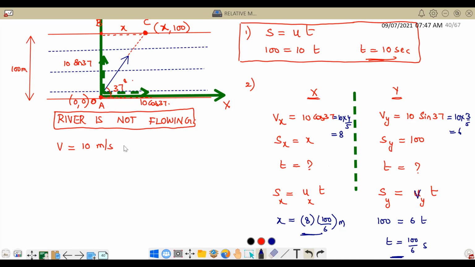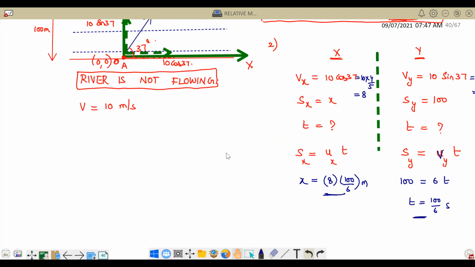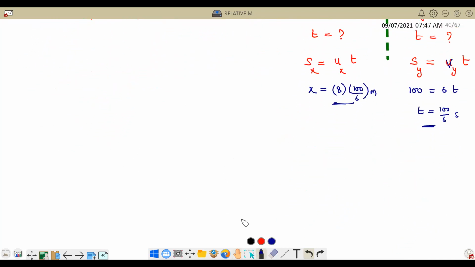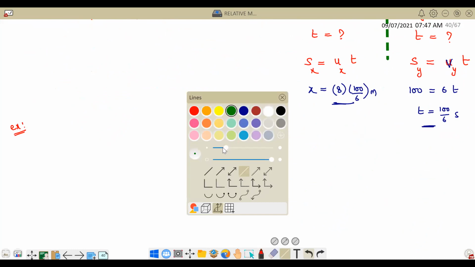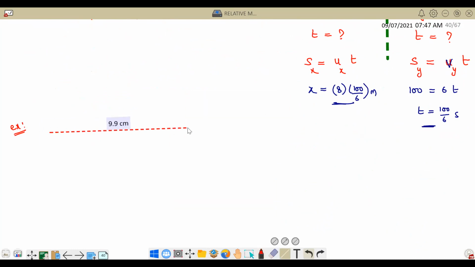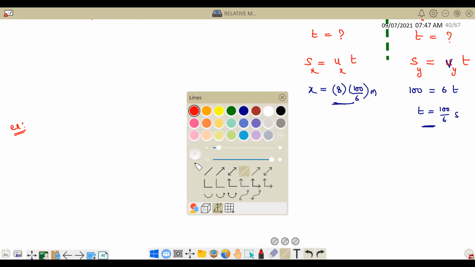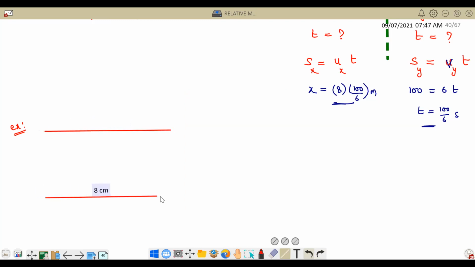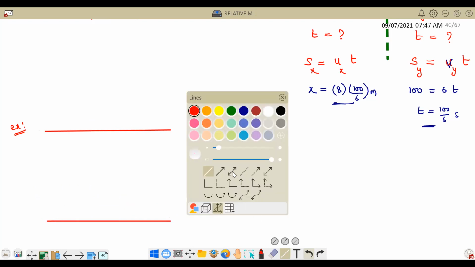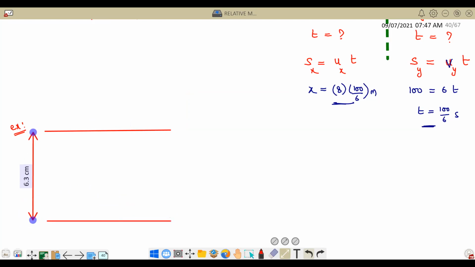So now let us take the second problem where the river is flowing. Once you understand this method, now it's very easy. Suppose this is a river. The width of the river is given as the same, 100 meters.